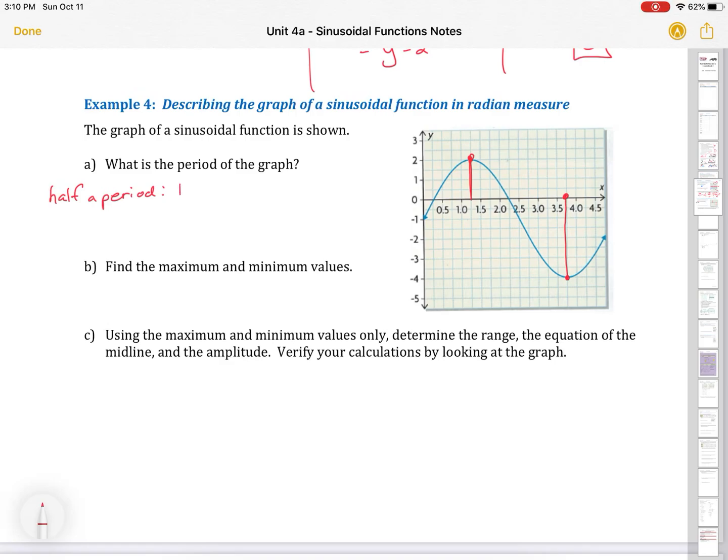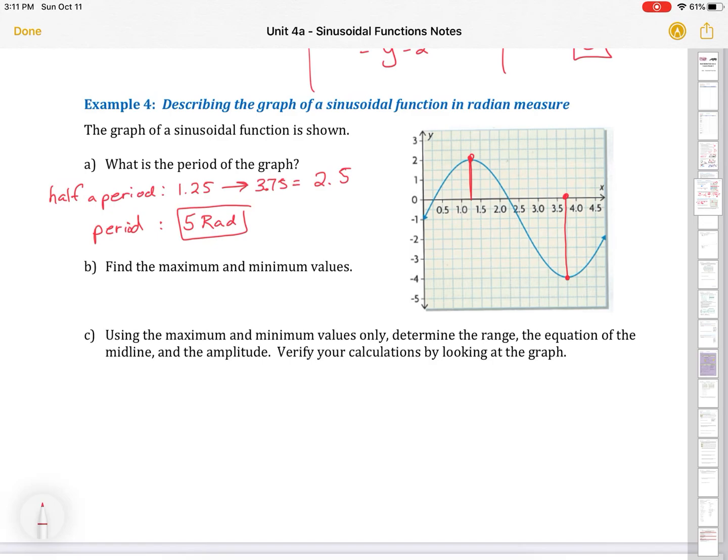It goes from 1.25 to 3.75, which is equal to 2.5. So that means a period would be 2 times that, which would be 5. Because it's not in degrees, we would say this would be 5 rad. Okay. Now, because we don't have 2 maxes or 2 mins, we have to look at what half a period is, because a period goes from crest to crest, right?